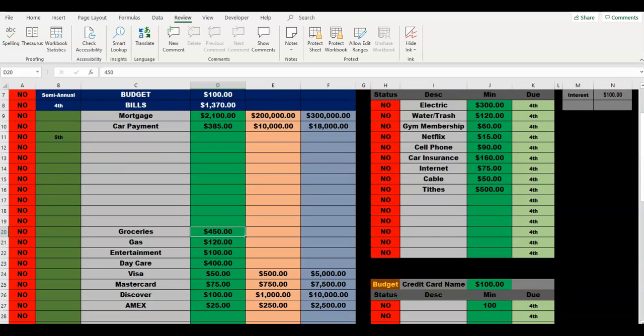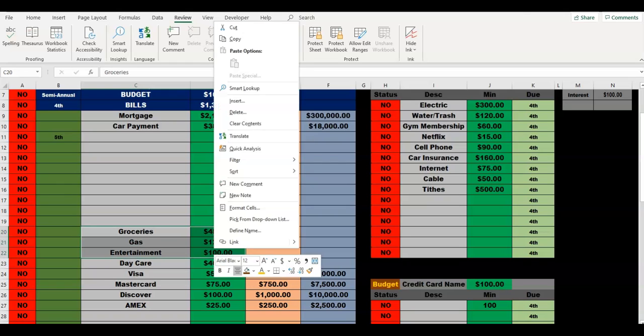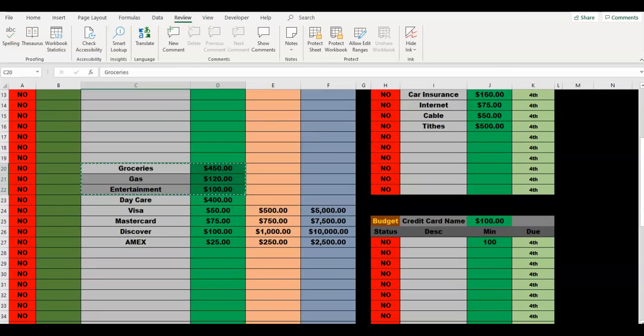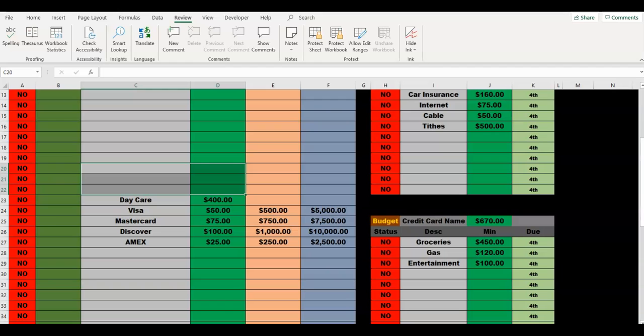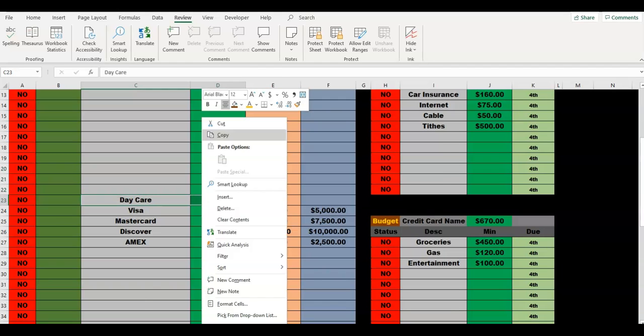If you think it's going to be lower, leave it at what you think the highest amount you ever pay would be. Gas. This is gas for the cars. This would be under budget. Entertainment will be under budget too, since the needs could change. We'll move these over to budget and delete those out.